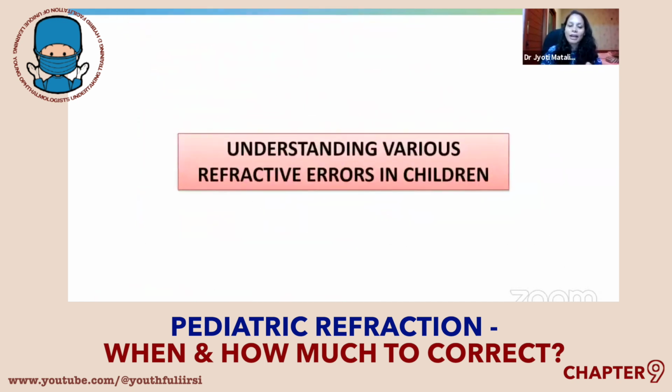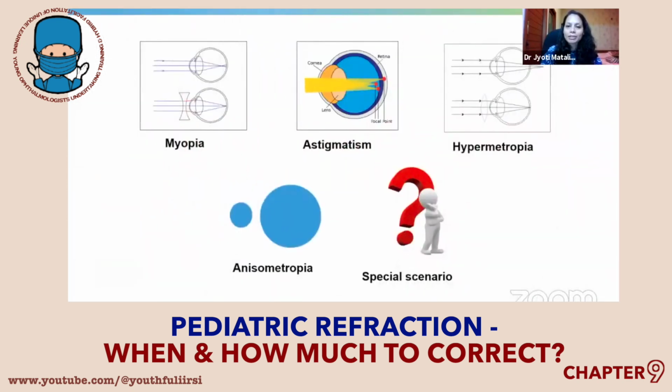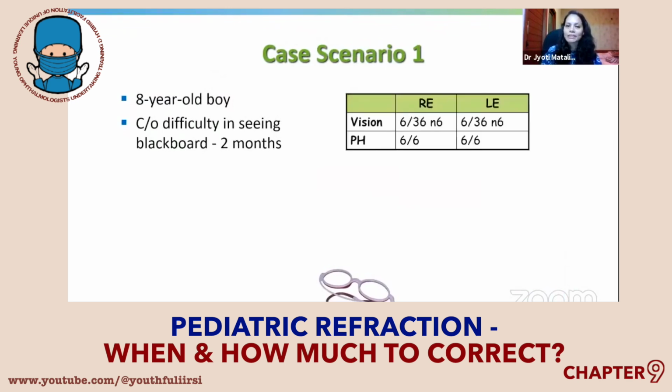Let's understand the various refractive errors in children. I shall take you through myopia, astigmatism, hypermetropia, anisometropia, and special scenarios. Starting with myopia, let me try and explain the same thing in different case scenarios, starting with an 8-year-old boy who had a difficulty seeing since 2 months. As you can see, the vision is less for distance.